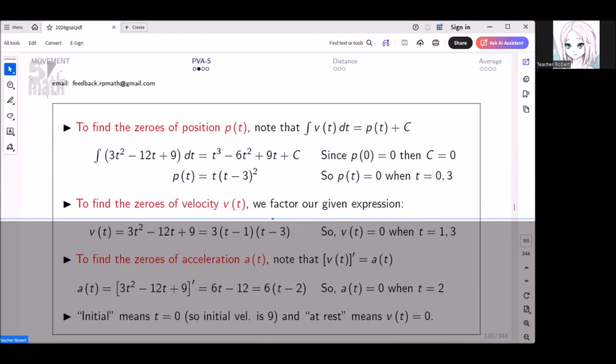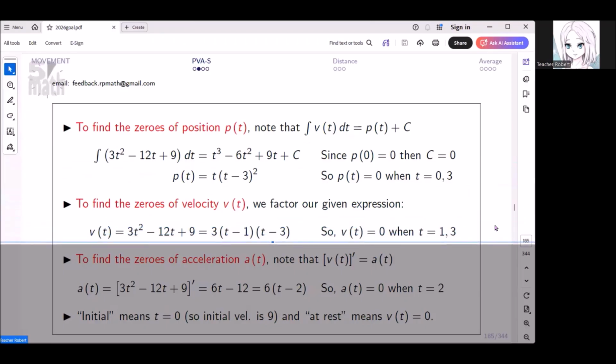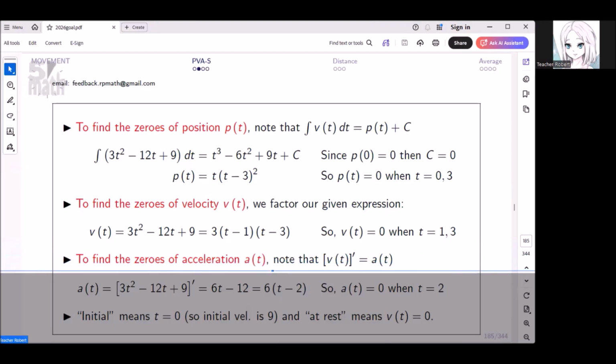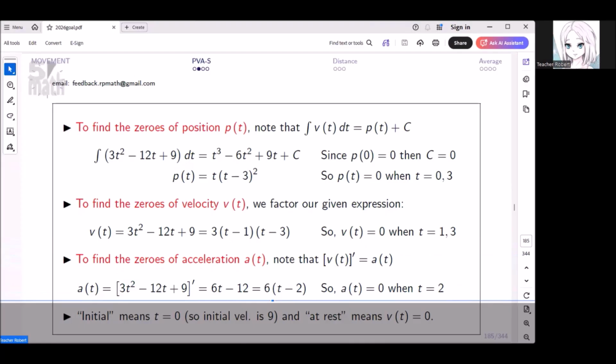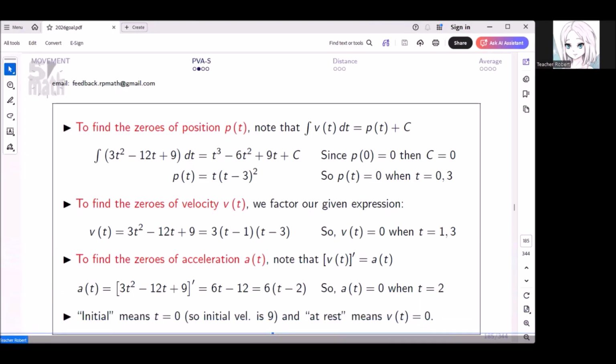To find the zeros of velocity, v of t, we factor our given expression. So v of t equals 0 when t equals 1 or 3. To find the zeros of acceleration, a of t, note that v prime of t equals a of t. So a of t equals 0 when t equals 2. Initial means t equals 0, so initial velocity is 9, and at rest means v of t equals 0.